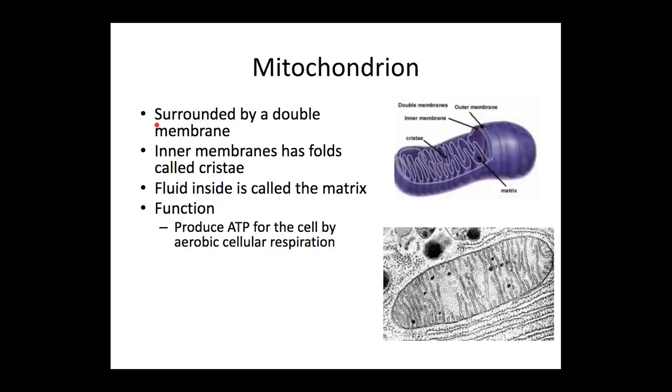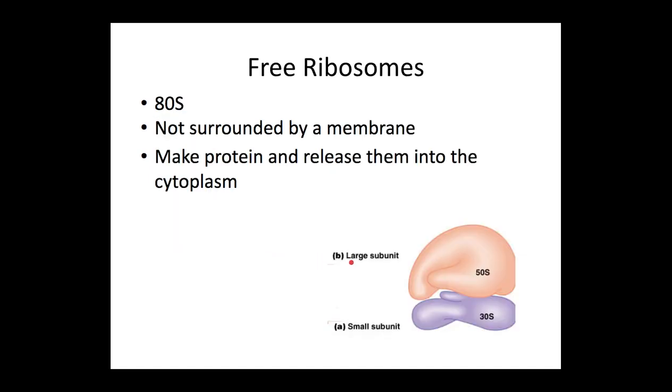Mitochondria. Mitochondria are surrounded by a double membrane, and the inner membrane has folds that are called cristae. There's a fluid inside the mitochondria that is called the matrix. The primary function of the mitochondria is to produce ATP for the cell by aerobic cellular respiration. Free ribosomes. The distinction is that ribosomes within a eukaryotic cell are all 80S. These free ones are not surrounded by a membrane, and they instead are free floating within the cytoplasm, and their primary function is to make and synthesize proteins and release them into the cytoplasm.